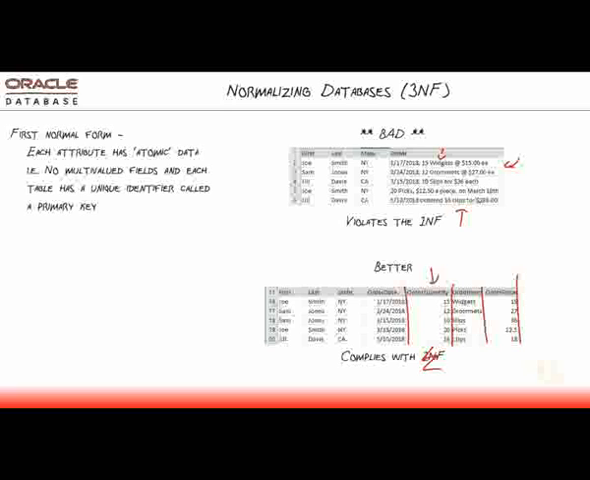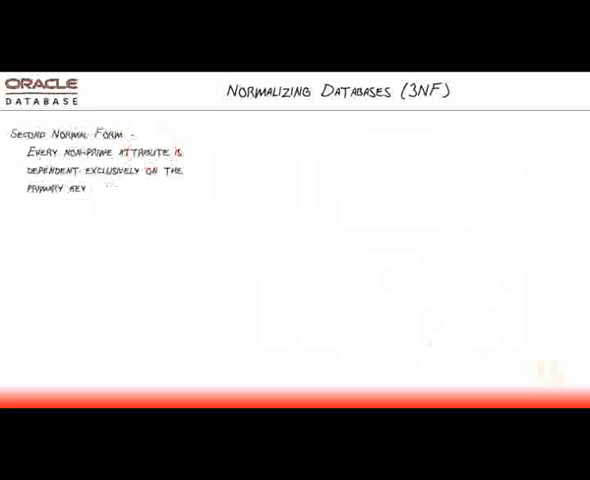So first normal form means that every attribute has atomic data. Every field has one and only one value, or one and only one piece of data in it. Second normal form: every non-prime attribute is dependent exclusively on the primary key.